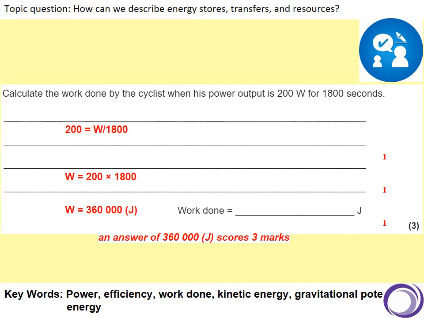So your work done would be your power times your time, so your 200 times 1,800, and then your work done final answer would be 360,000, and that would be in joules, and that would cover your 3 marks.